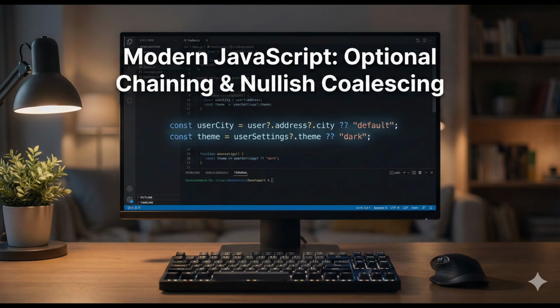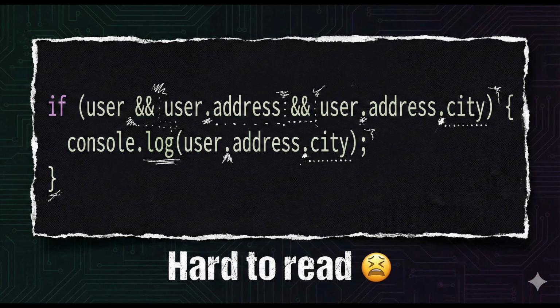In this video, I'll show you two modern JavaScript features that fix this problem cleanly: optional chaining and nullish coalescing. If you use them right, your code becomes safer, cleaner, and way easier to read. Let's start with the old school approach.